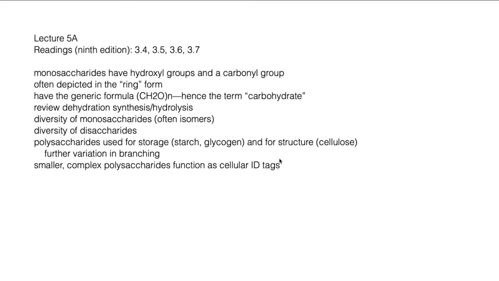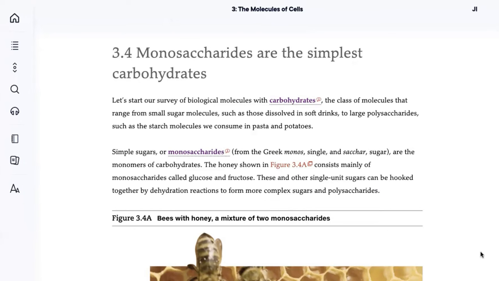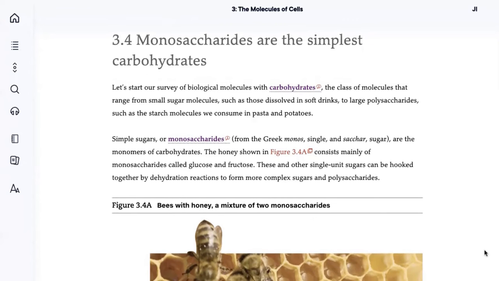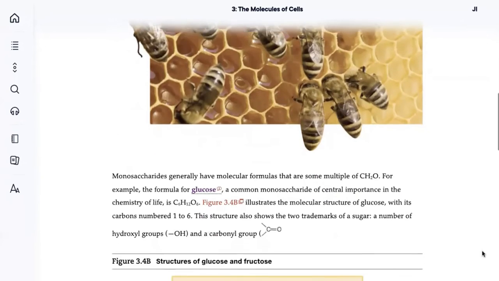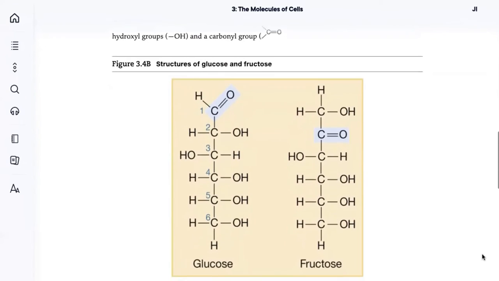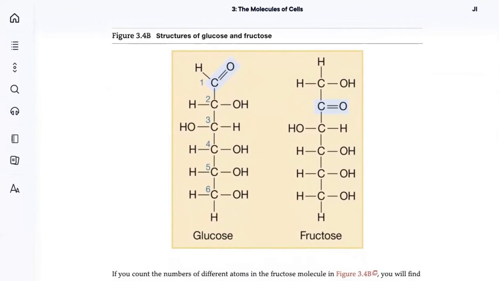Got to find it. Okay, here we are. Monosaccharides are the simplest carbohydrates. And so monosaccharides, they've got this structure. This is what I wanted to show you. I've got to get my annotate tools out and drawing.